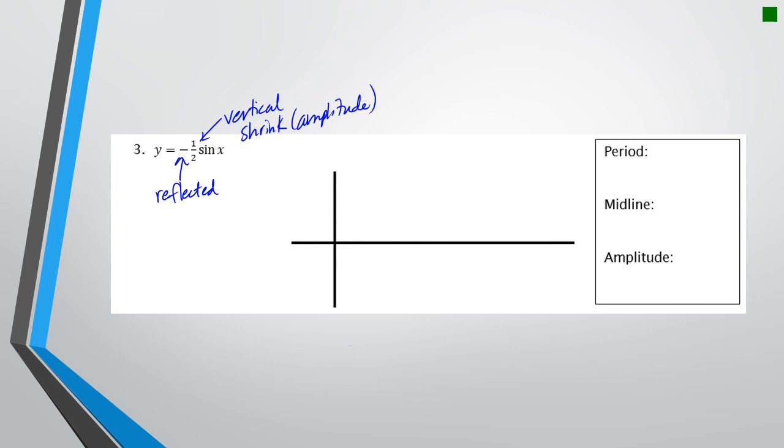So the first thing I'm going to do is draw in my standard parent function because I think it's good to compare. So my standard sine function will go 0, 1, 0, -1, 0.